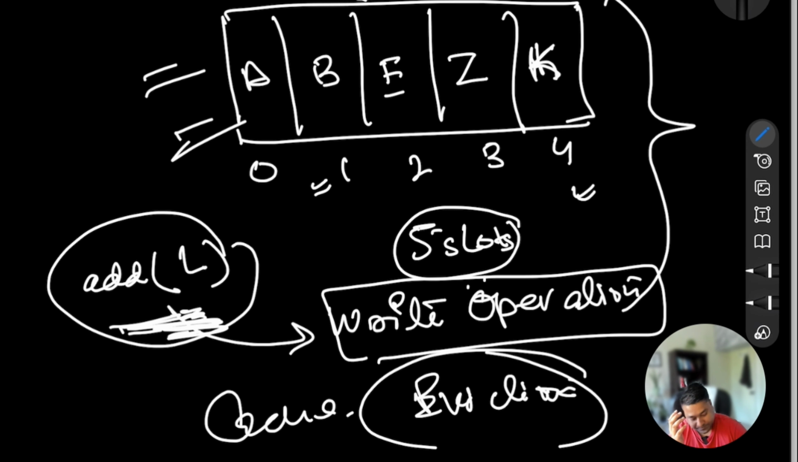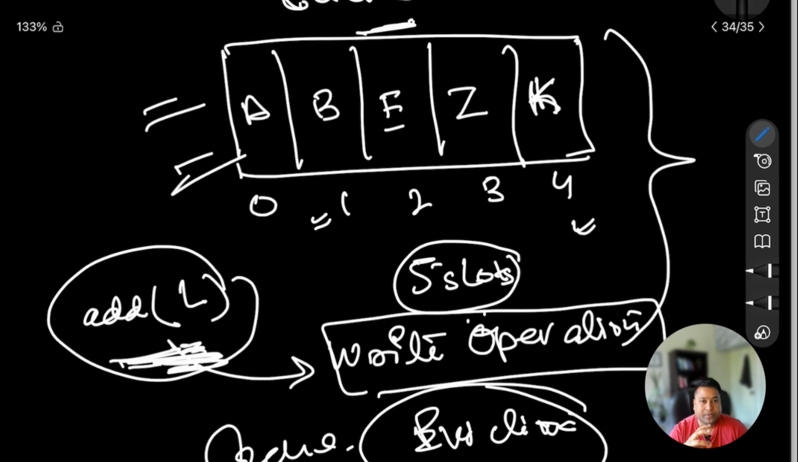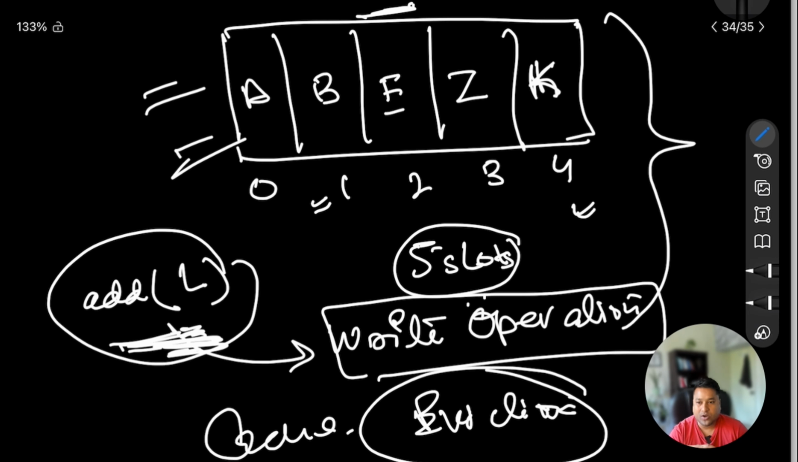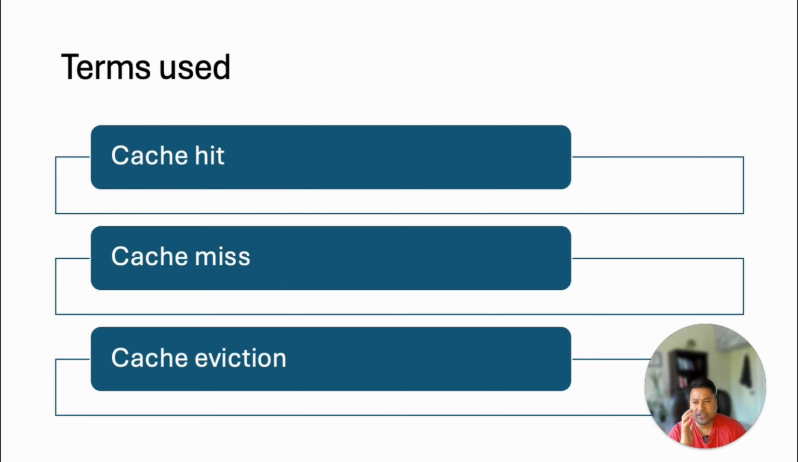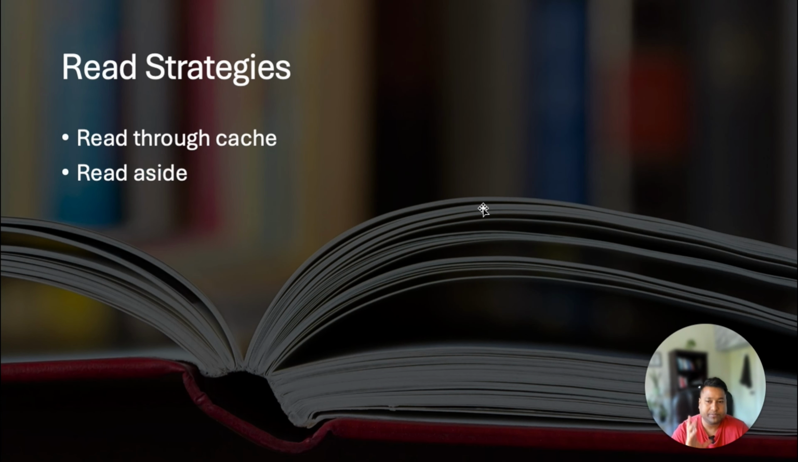So now let's move on and understand the important part for which I targeted to create this whole video, right? So which is now read strategies, right? Now the read strategy, you have two kinds of strategy in caches, right?